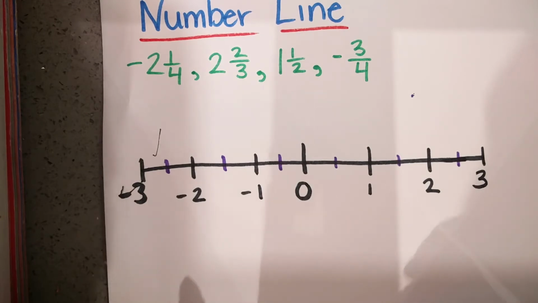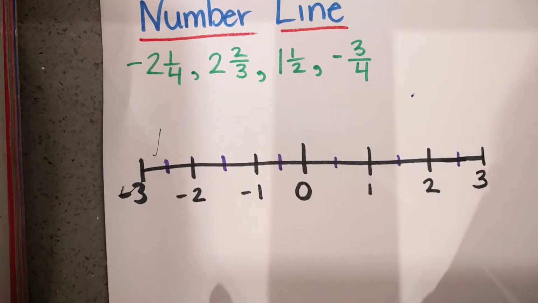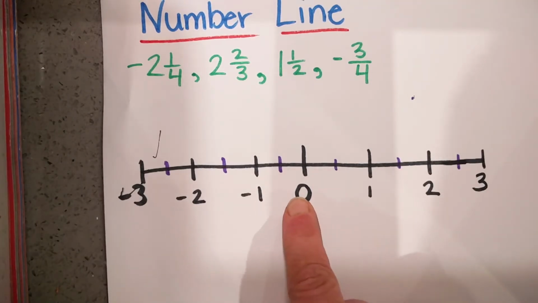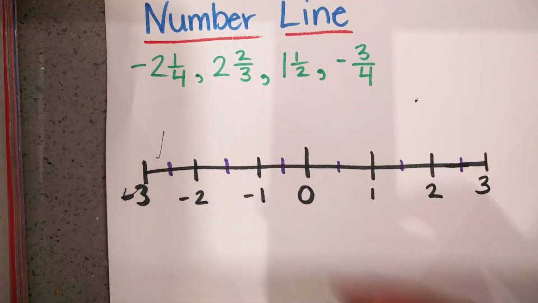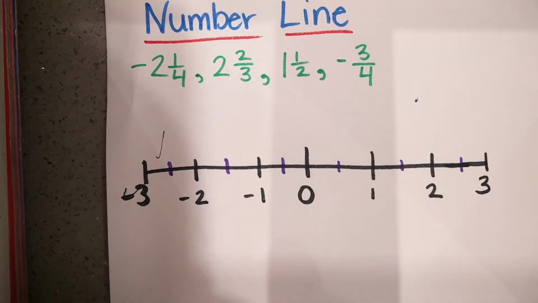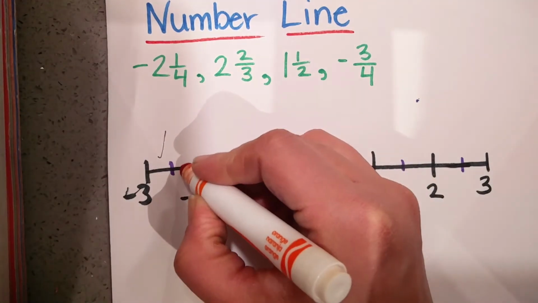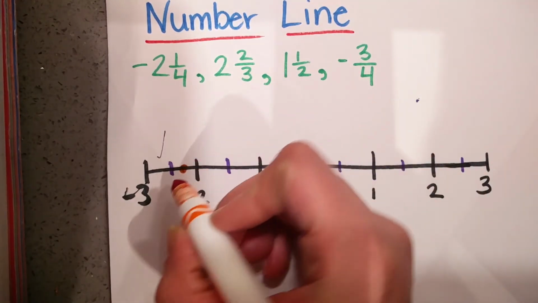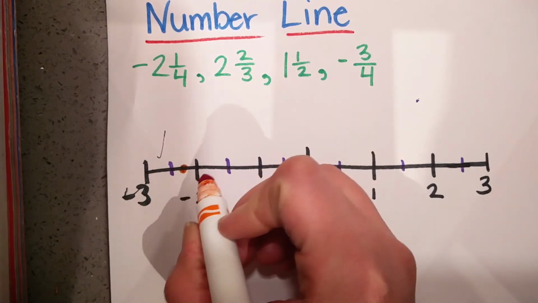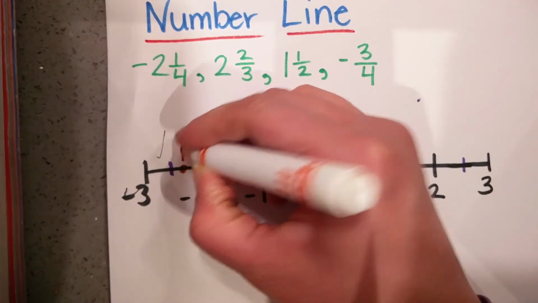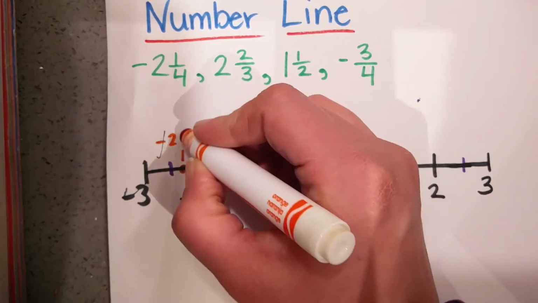So where would negative 2 1/4 fit? Well, we know that it's going to be on the left side of the 0 because it's a negative number. So it's going to be more than 2 because it's negative 2 1/4. So it's going to be roughly about here, because the 1/4 is sort of between the 2 and the half. So I'm going to go ahead and put that over here, and this is negative 2 1/4.